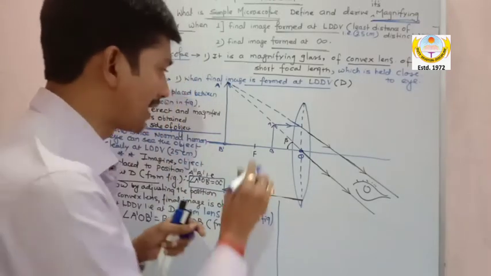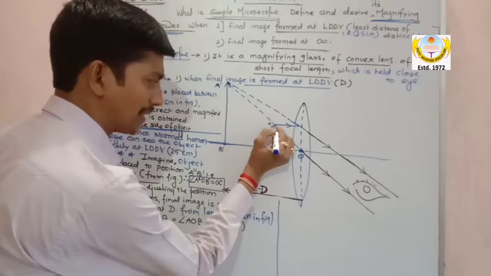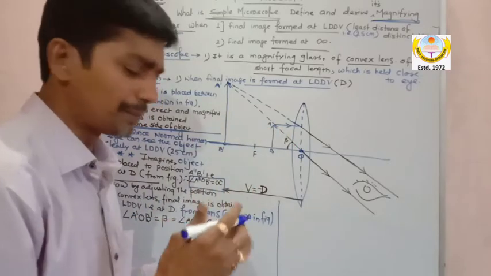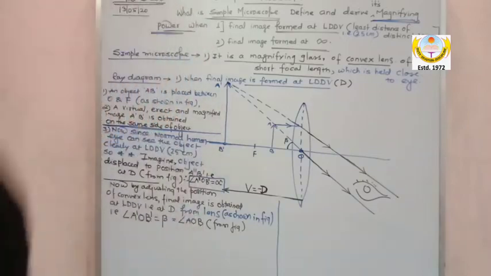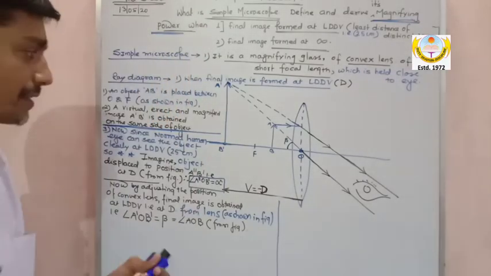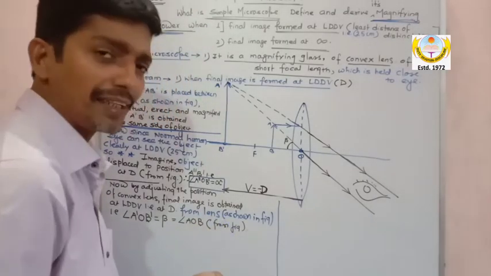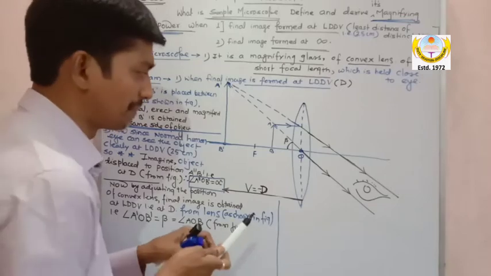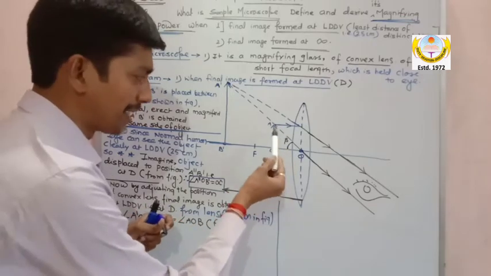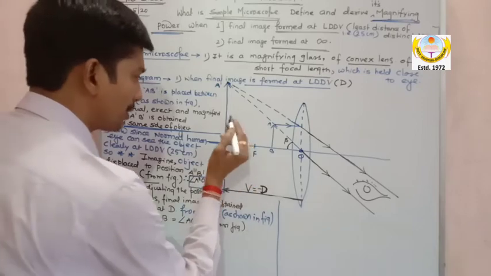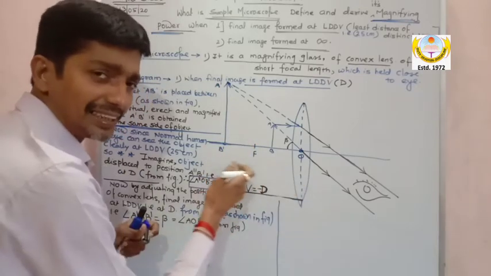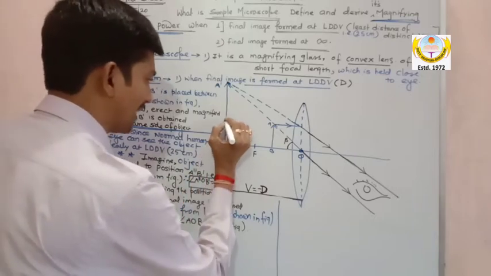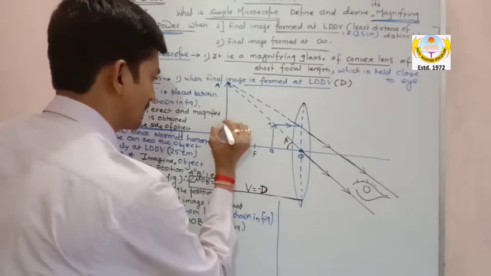Imagine that the object is taken, this is the concept of this topic. Suppose an object, because a normal human eye can see up to the LDDV, that is, up to the least distance of distinct vision. So assume that I have shifted this object. Consider I have shifted the object AB to this distance D, to the least distance of distinct vision, like this.